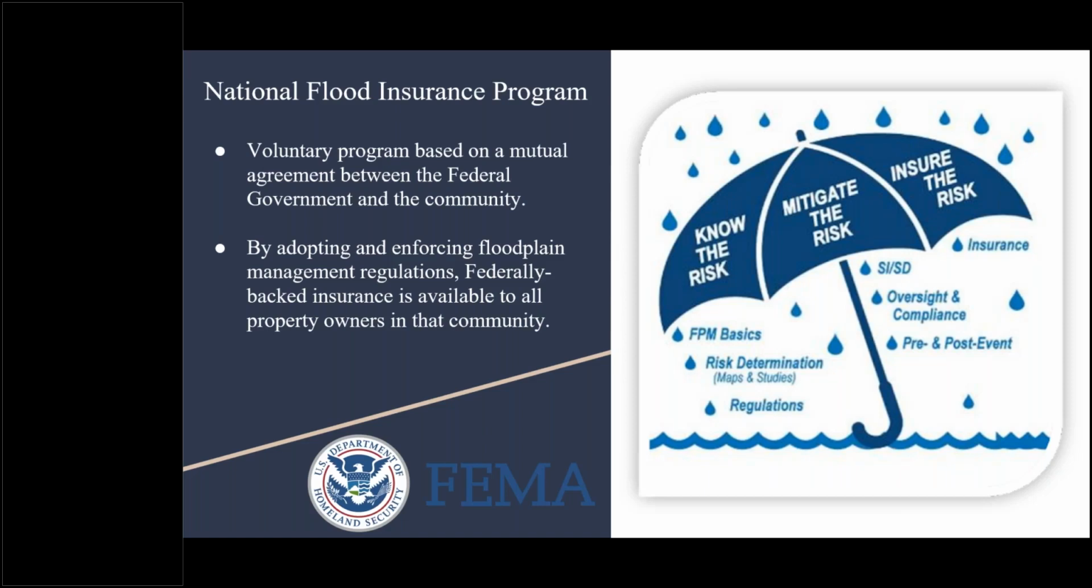So we always show this kind of umbrella. It kind of gives you the basics of, we need to know the risks, right? So this is where we do our map studies and our risk determinations. We need to know the risk in order to regulate to the risk. We have on here managing the risk, and that's your permitting and your oversight and how your community is going to be developing in the future. And then of course we're looking at ensuring the risk, and that's how individuals can help ensure and mitigate their own properties with the purchase of flood insurance.